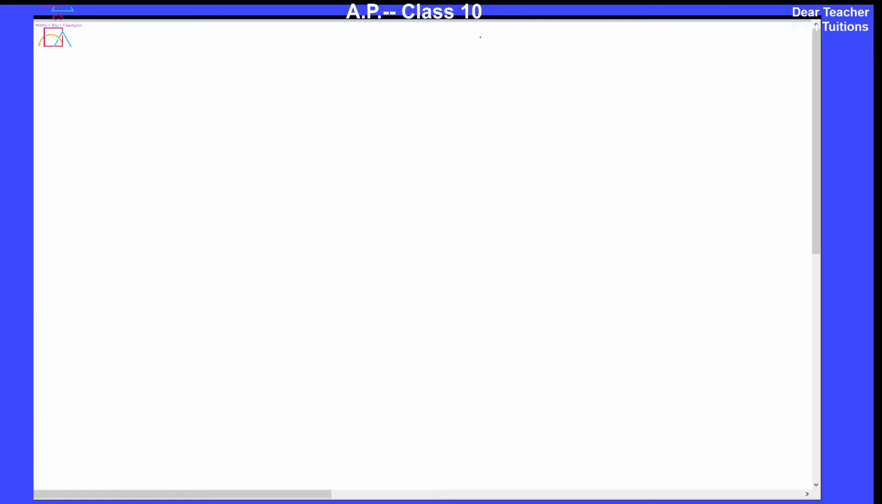Going to teach arithmetic progression of 10th class. Arithmetic progression, in short, we call it AP. It is not Andhra Pradesh, it is arithmetic progression. So let us understand what is an arithmetic progression directly, with examples, it is very easy to understand.